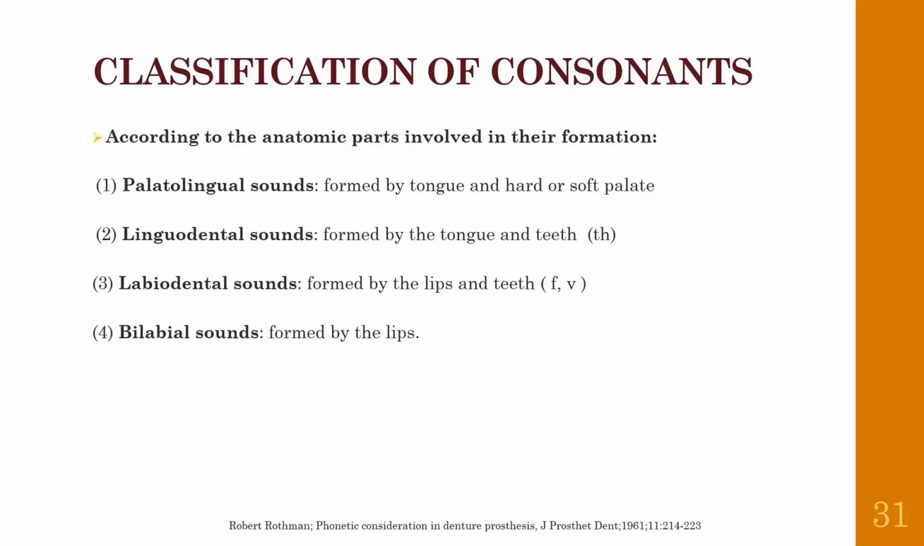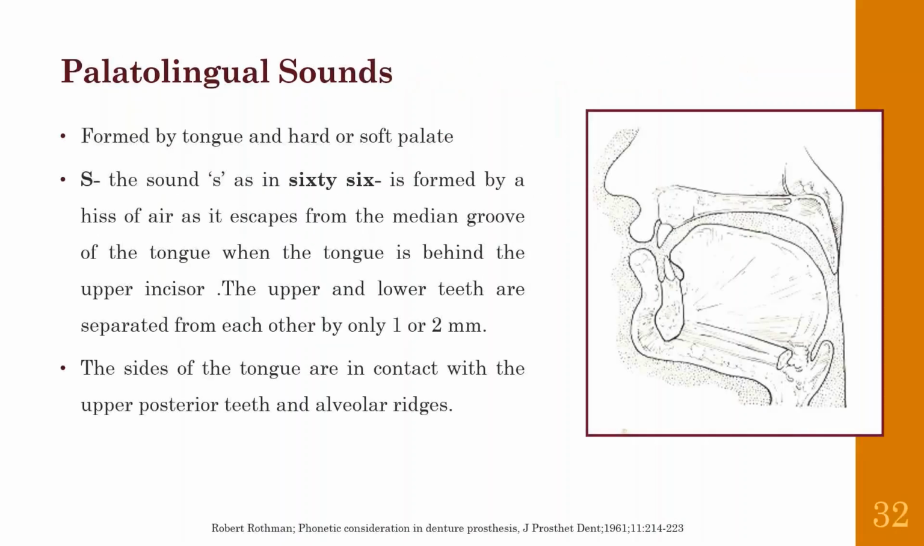Classification of consonants according to the anatomic parts involved in the formation. Palatal-lingual sounds are formed by the tongue and hard or soft palate. Linguodental sounds are formed by the tongue and teeth. Example, the. Labiodental sounds are formed by the lips and teeth. Example, F and V. Bilabial sounds are formed by the lips. Example, B and P. Palatal-lingual sounds are formed by the tongue and hard or soft palate.